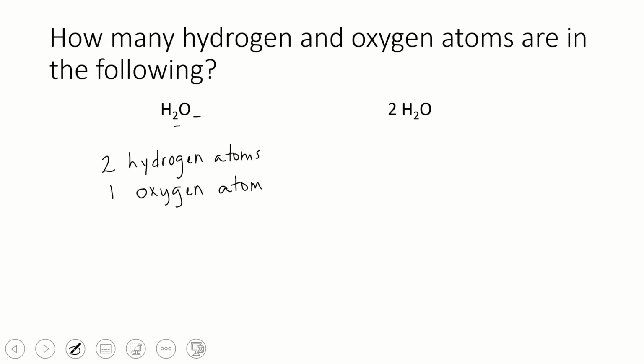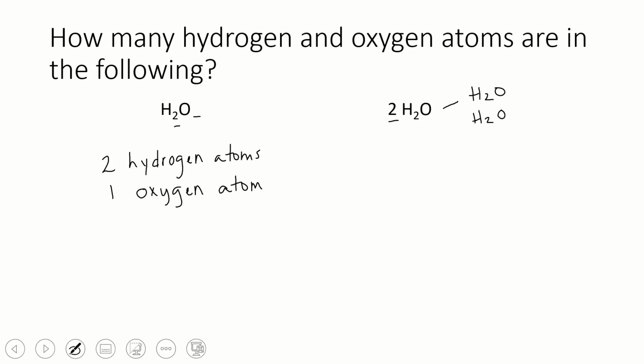Let's look at 2H2O. This should look really similar, but now we have the number 2 in front of our formula. This number 2 is called a coefficient, and you'll run into this when you're balancing chemical equations or when you're calculating mole ratios when you're doing stoichiometry problems. And what this coefficient means is that I actually have 2 H2O molecules. So this is going to change the number of hydrogen and oxygen atoms.